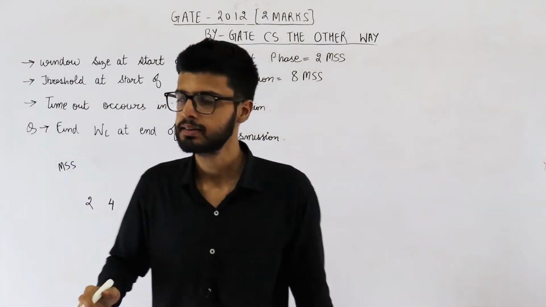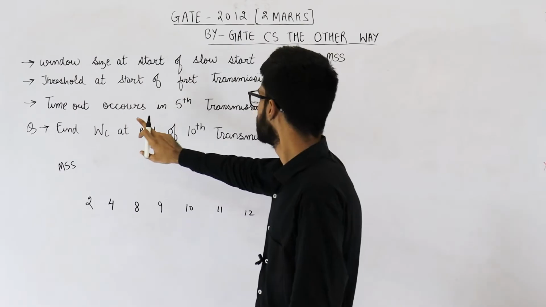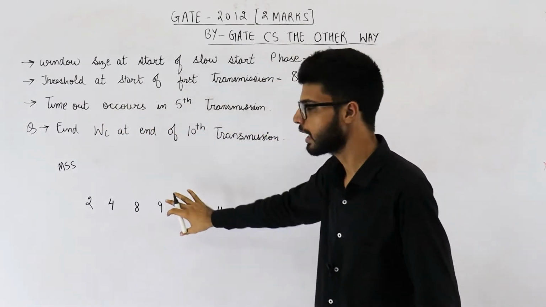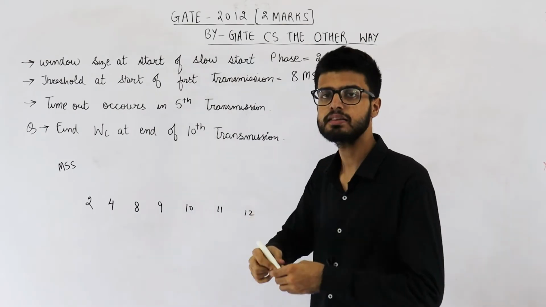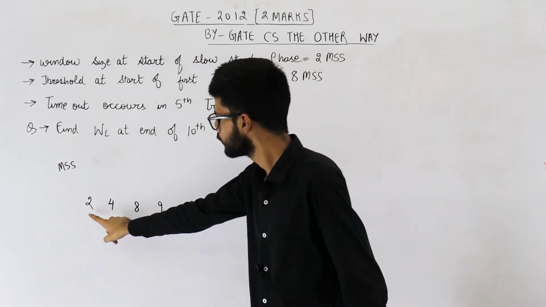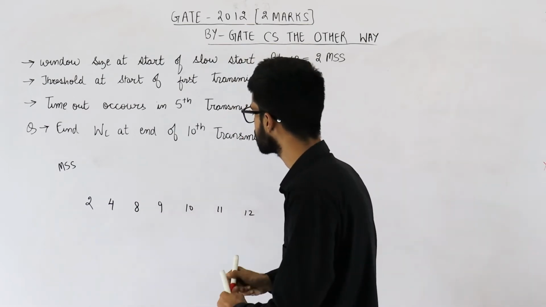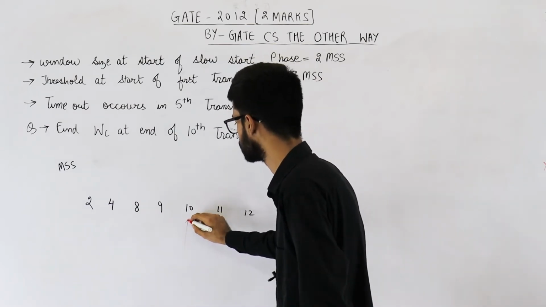But in question, they are saying timeout occurs in 5th transmission. So somewhere timeout has occurred. Let us see where timeout has occurred. 1st, 2nd, 3rd, 4th, 5th. So timeout occurred during this transmission. Okay.